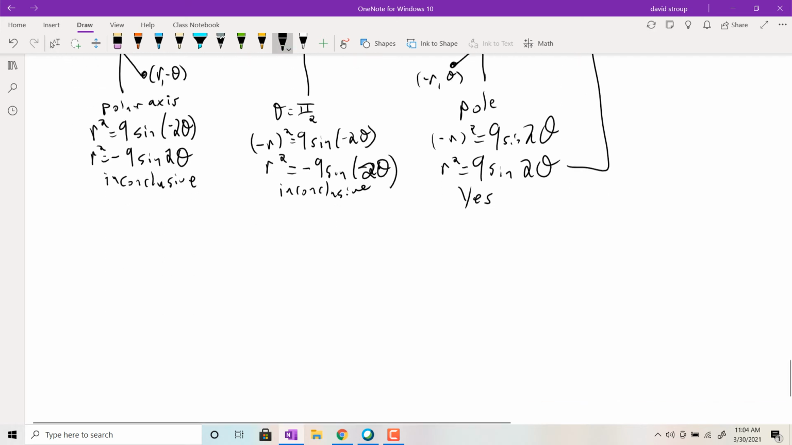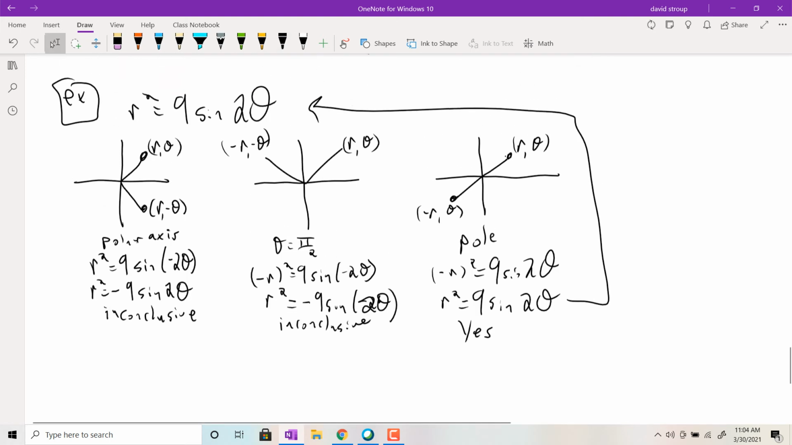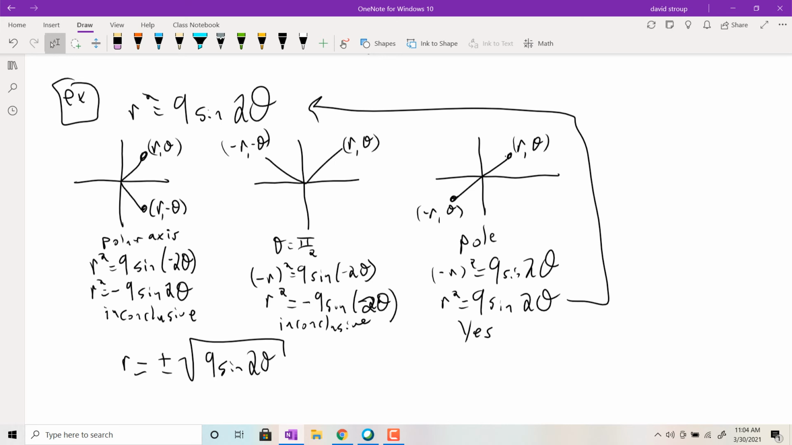Okay, so let's go to it and try to graph this. Anyways, for this one, I don't really know how to graph square roots. What I'm going to do is a table instead. I'm going to take r and say it's plus or minus square root of 9 sine of 2 theta and work it that way.